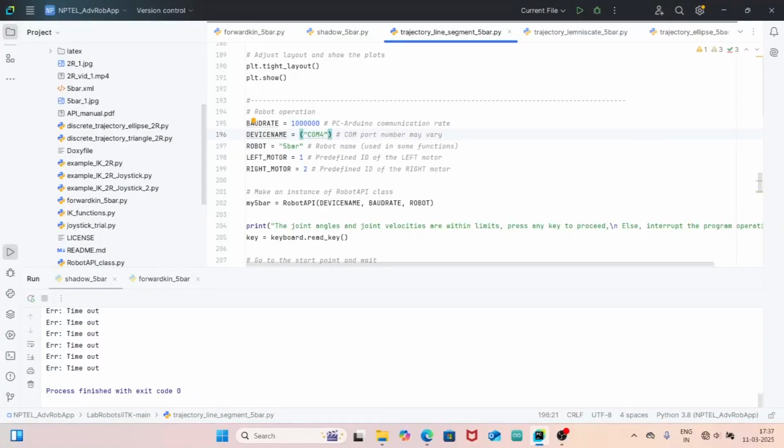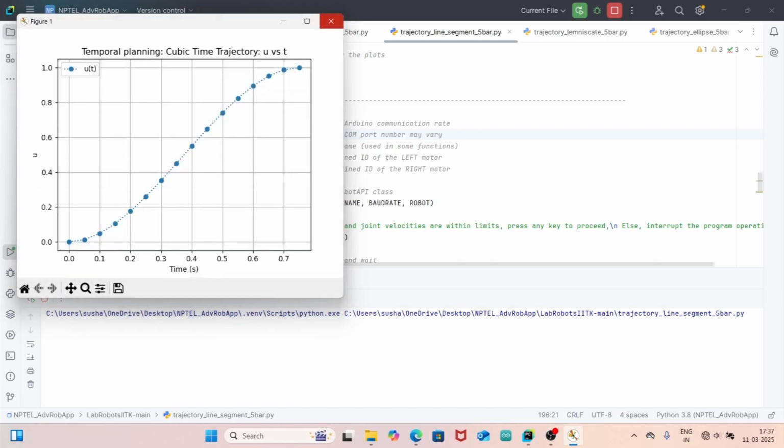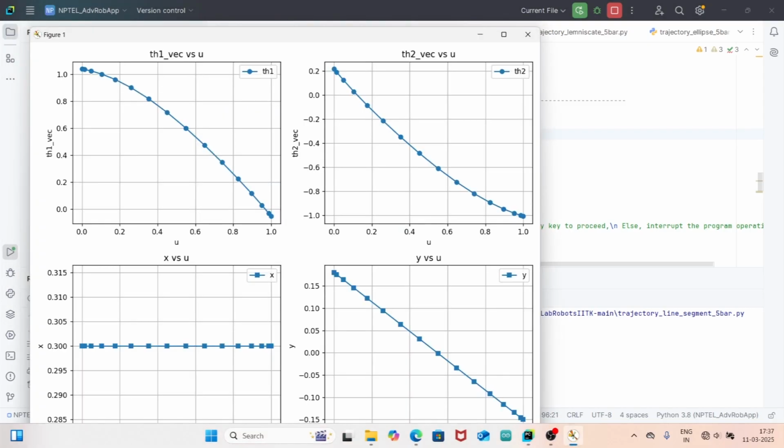So the third experiment is drawing the line segments, where we can give the start point and end point. For example, as shown here, it is going to draw the line segment. Or you can also draw curves by giving it cubic polynomials. So there are different kinds of curves and straight lines which can be drawn, and we can give the start point and end point, and it is going to follow the same thing in the real world.